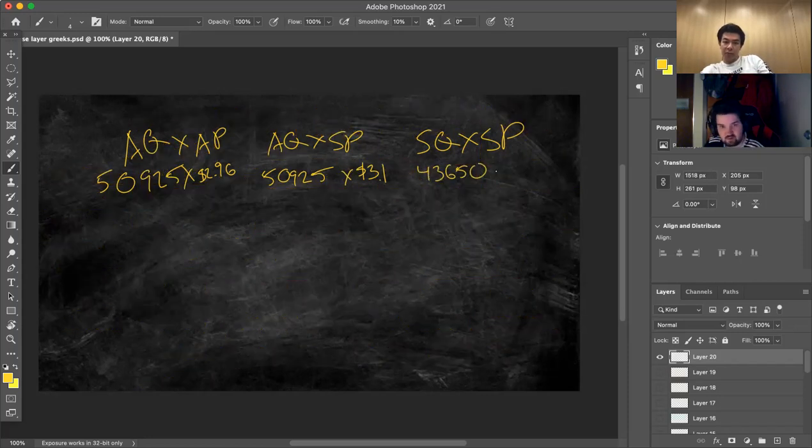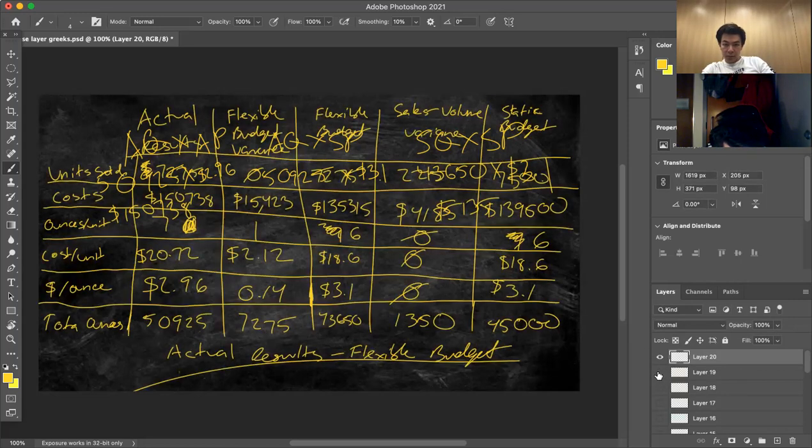Okay, I'm confused. And what's the price? $3.10 for the static. Yeah, $3.10. So let's find the numbers for all of those. $150,738. Yep. Here, I'm just writing all this down.